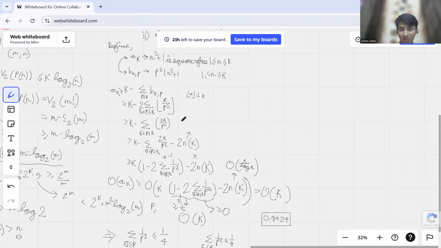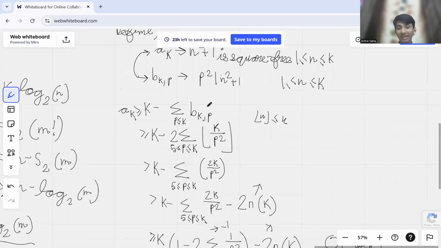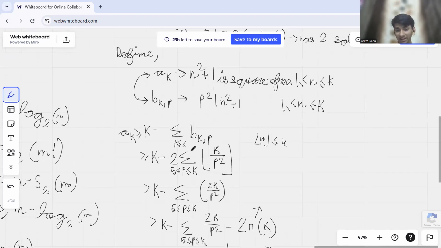So the main idea of this problem was to count AK and BK and introduce the number of solutions is 2 and introduce the fact and to do the whole algebra from there.